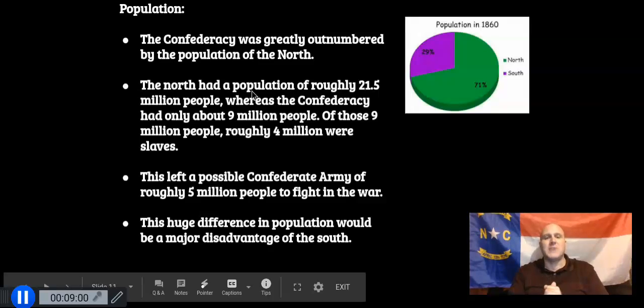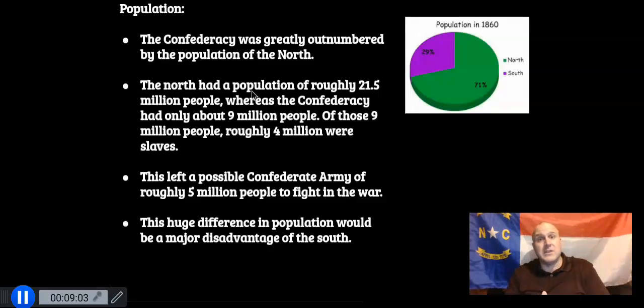Population. As you remember when I covered the advantage of the North, population is a disadvantage to the South. They were outnumbered 2.5 times. There's a pie chart. Look at that difference, 71% to 29%. There were about 21.5 million people in the North, about 9 million in the South, and from those 9 million, about 4 million were slaves. So you're really only talking about 5 million white farmers, white people of the South, able to fight. That's a huge difference in population when you're talking about the amount of people who are able to fight on the battlefield.